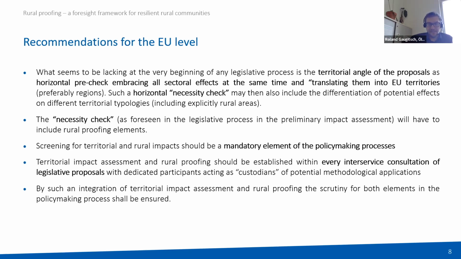And a second aspect that is already going on to some extent is to include territorial impact assessment and rural proofing in the inter-service consultations. So at an early stage, having custodians in those processes, safeguarding that rural effects are discussed and addressed in the inter-service consultation, also providing concrete methodological guidance, or suggestions at least, for assessing them. And this could quite easily combine territorial impact assessments and rural proofing in the overall policy process, with one contributing to the other, independent of the actual methodology applied, of course.